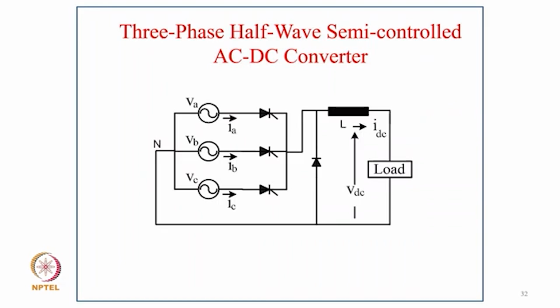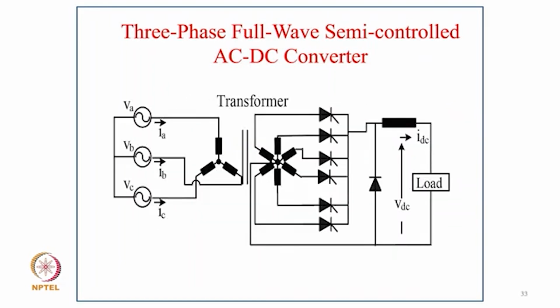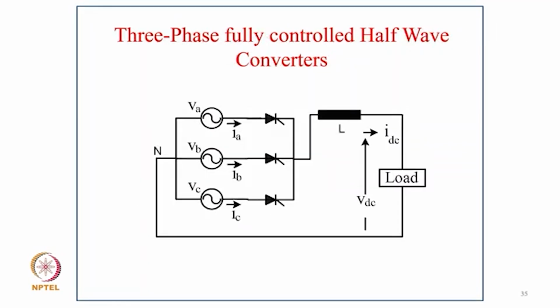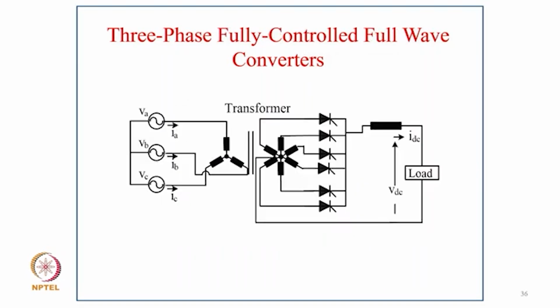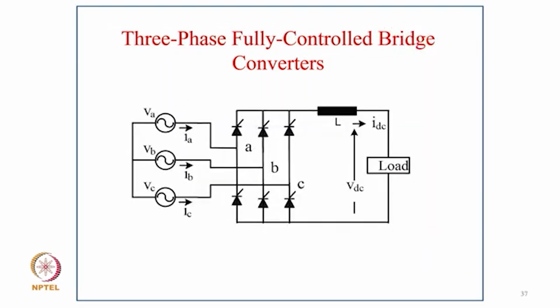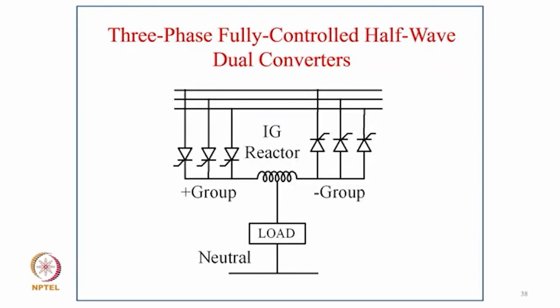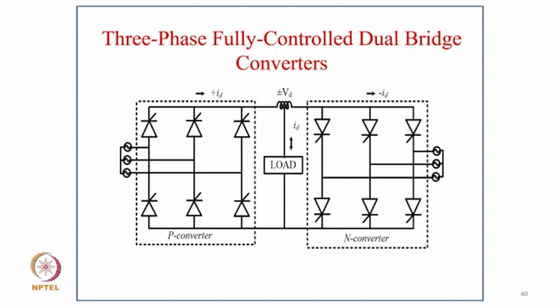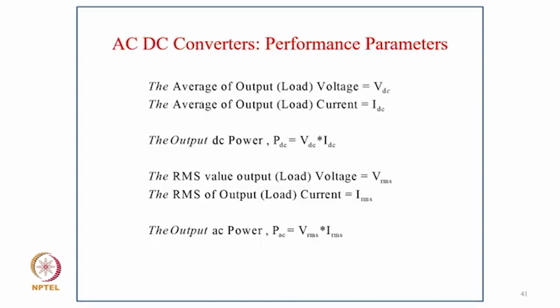Then three phase half wave semi-controlled converter. Then three phase full wave semi-controlled AC DC converter. Then three phase semi-controlled bridge converter. Then three phase fully controlled half wave converter. Then three phase fully controlled full wave converter. Then three phase fully controlled bridge converter. Then three phase fully controlled half wave dual converter. Then three phase fully controlled full wave dual converter. Then three phase fully controlled dual bridge converter.